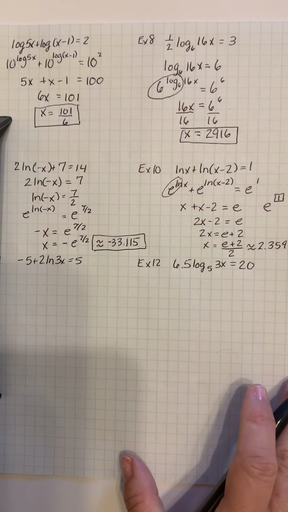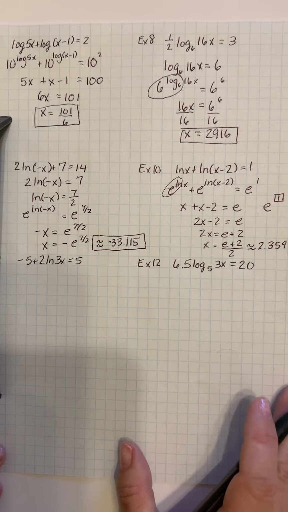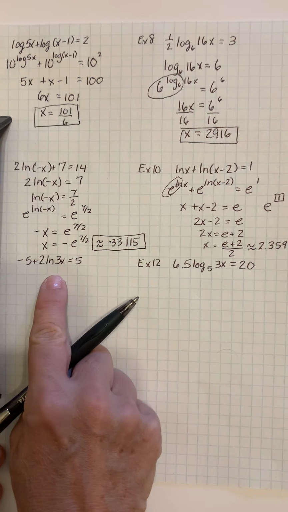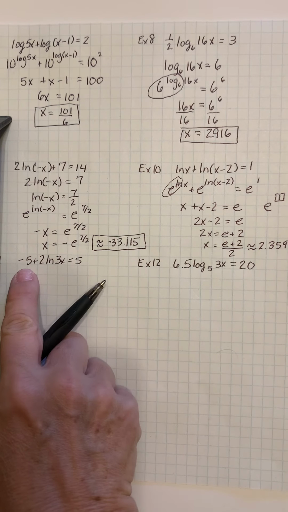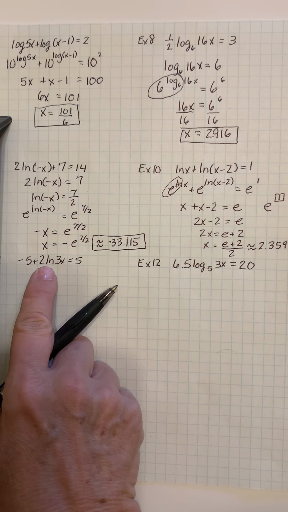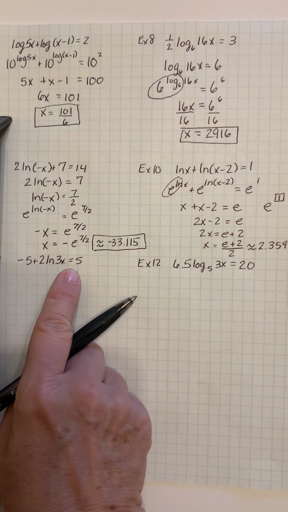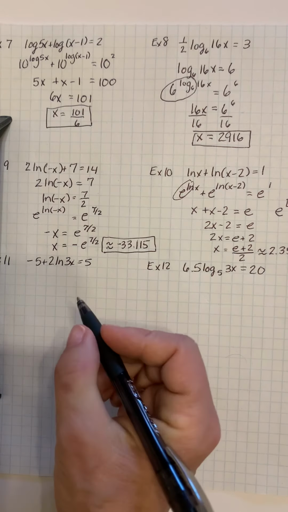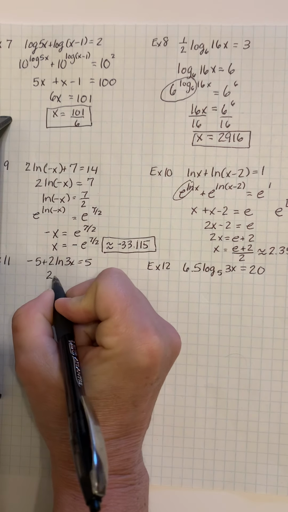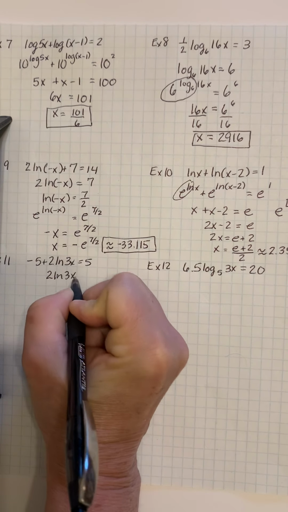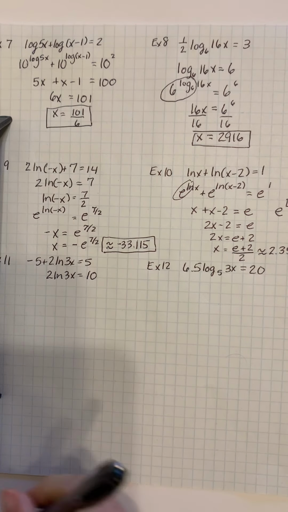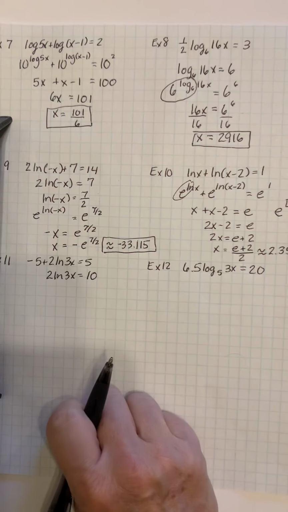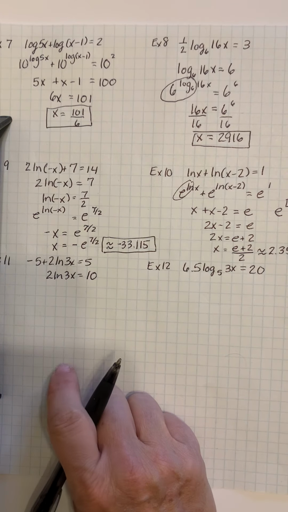All right. Moving along, we have example number 11. We have negative 5 plus 2 natural log 3x equals 5. The very first thing we're going to do is add 5 to both sides. So we have 2 natural log 3x is equal to 10. Be careful, a lot of people will look at that and think that's going to be 0, but no, we're adding 5 to both sides. That's a common mistake someone might make.